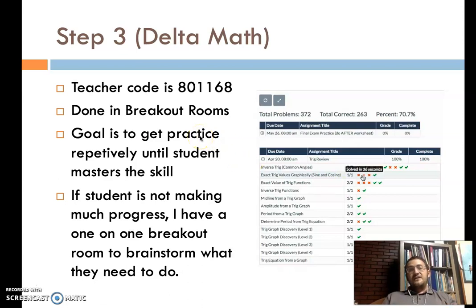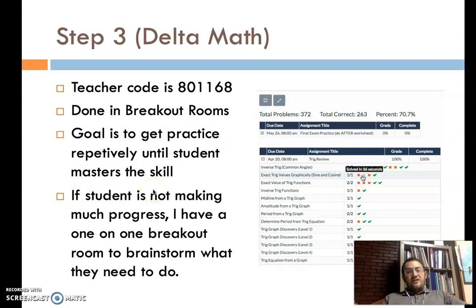So I have them work in breakout rooms, and they are free to collaborate with people in breakout rooms or work independently. The goal is that they are continuing to practice repetitively until the student masters the skill. And then when I have judged that they have mastered enough problems in that skill, they are able to move on to the next skill.